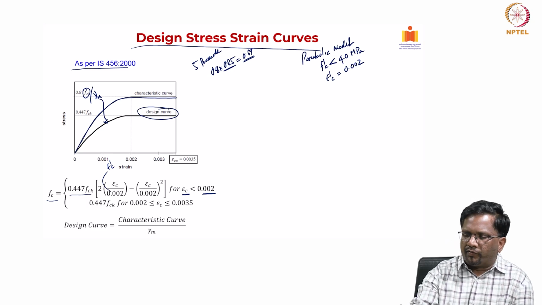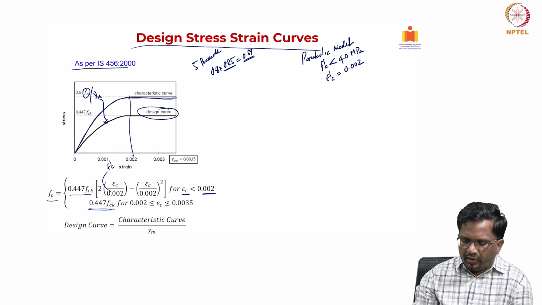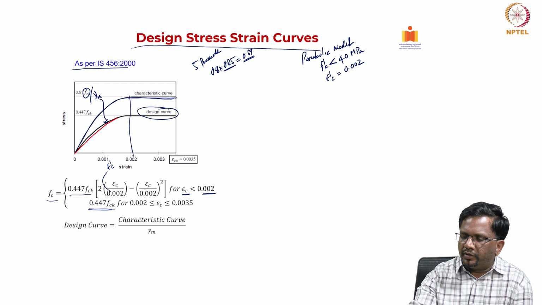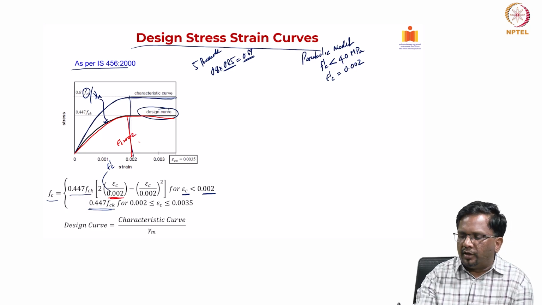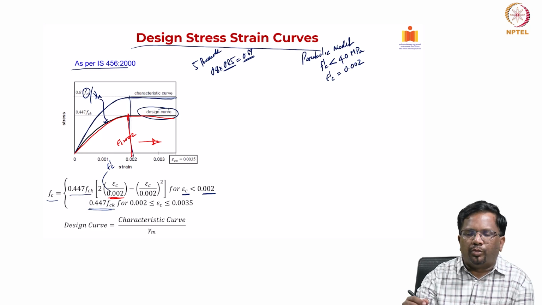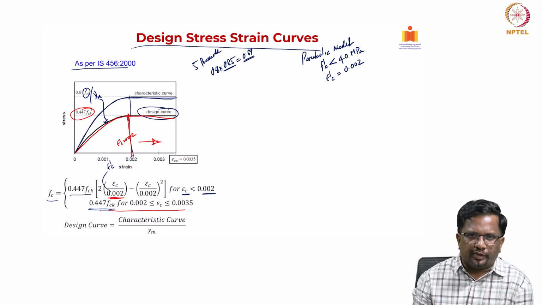Then after this it is a parabolic, and after that it remains constant, right. So, that constant value is kept as 0.447 FCK. Actually, this is for the design stress strain curve, right. So, this is your epsilon prime c, which is 0.002. Anything above this, it remains constant at 0.447 FCK. So, that is what we have taken here. So, this is the design stress strain curve as specified in the IS code.